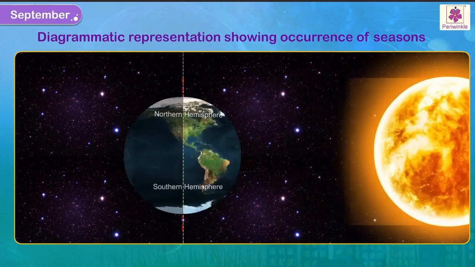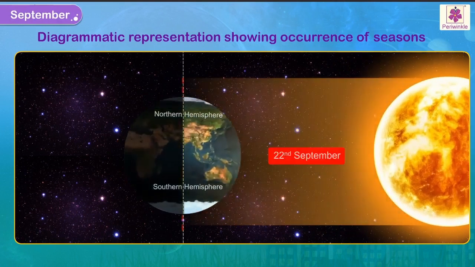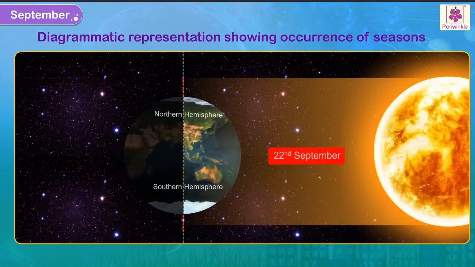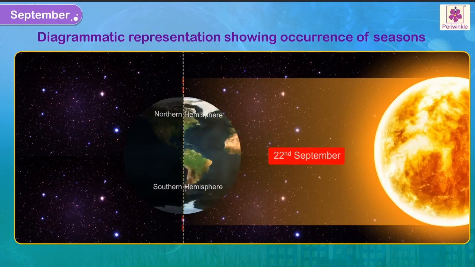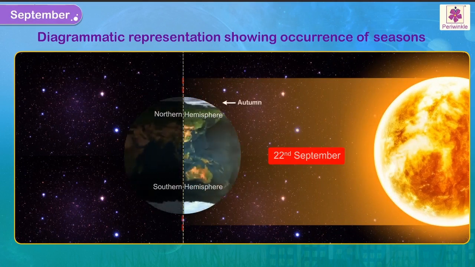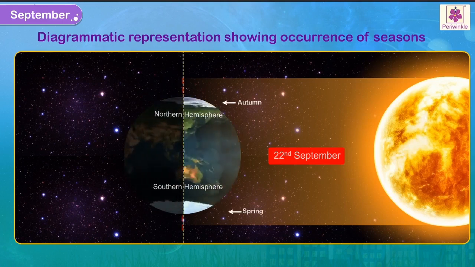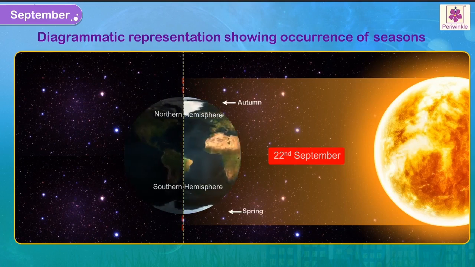September. The Sun shines equally on the northern and southern hemispheres, thereby causing autumn in the northern hemisphere and spring in the southern hemisphere.